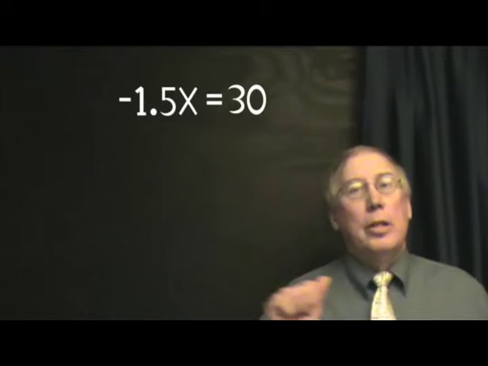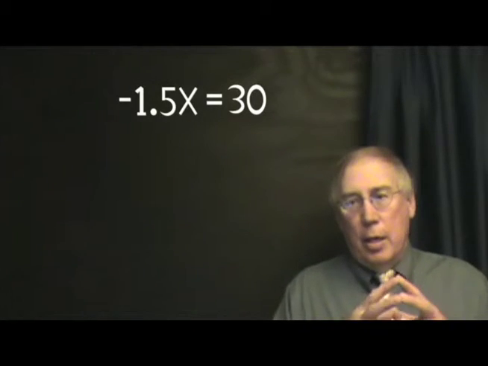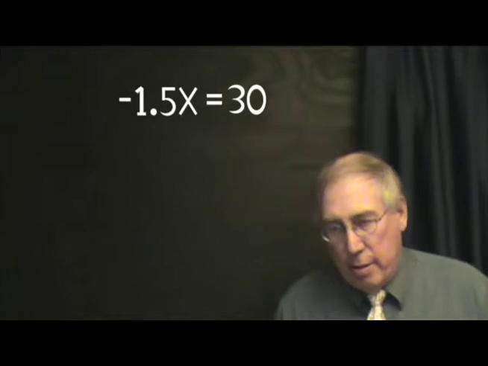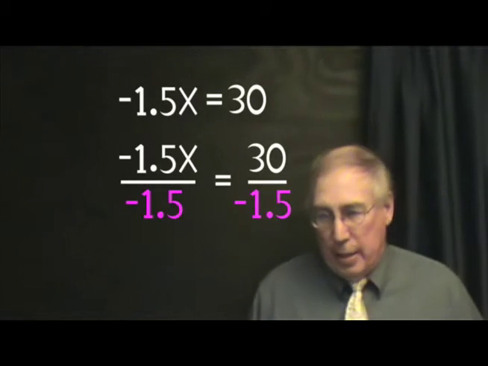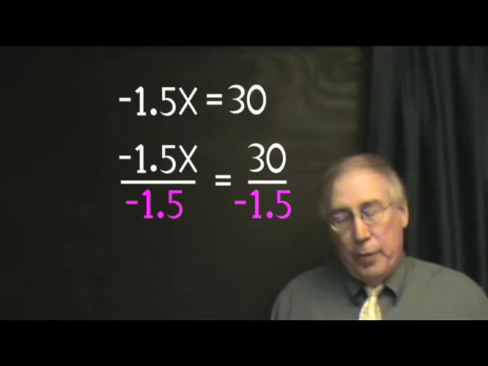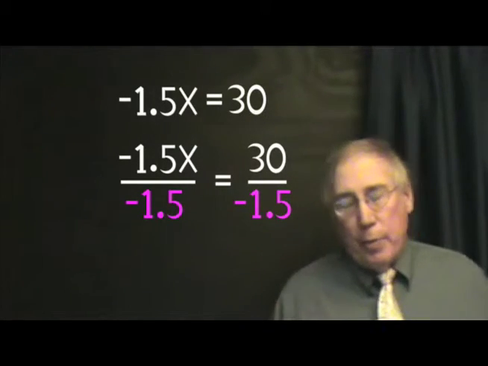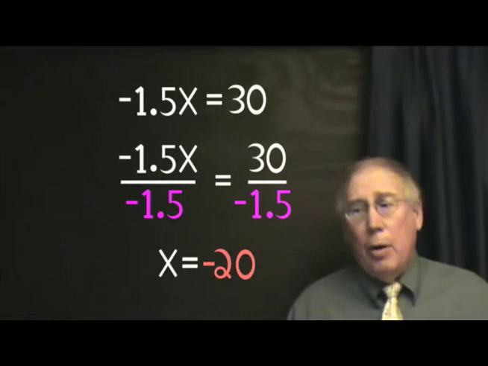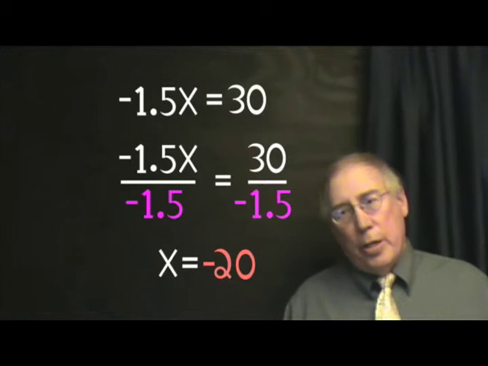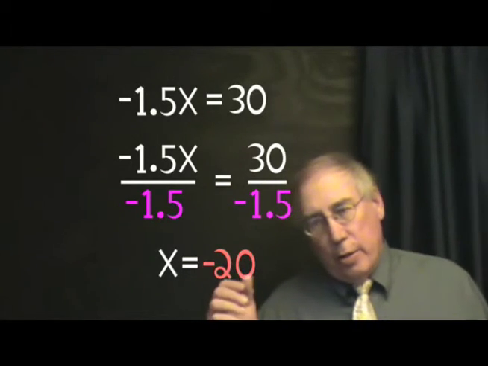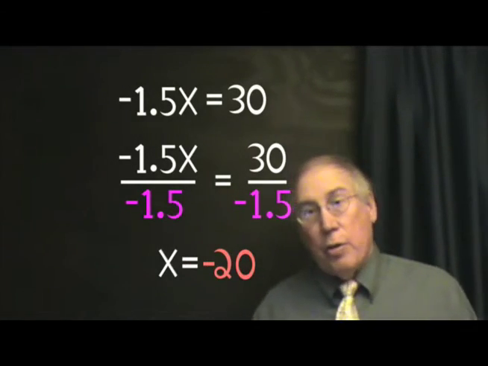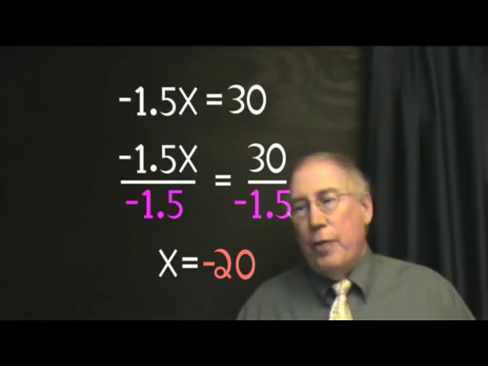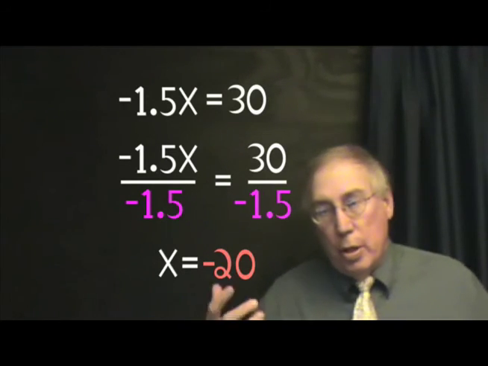In our last example, we're going to divide negative 1.5 into both sides. So we just get an x on the left-hand side, and on the right-hand side we've got 30 over negative 1.5. Now, if you move the decimal point over one place to the right in both the numerator and denominator in that fraction on the right-hand side, it's the same as dividing negative 15 into 300.